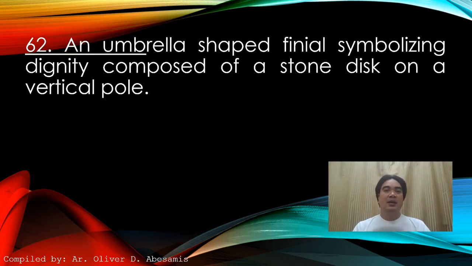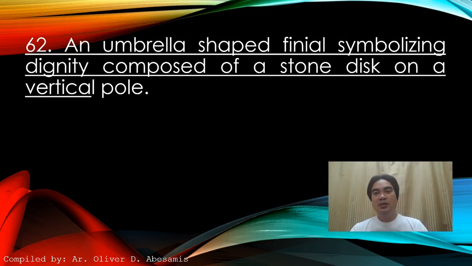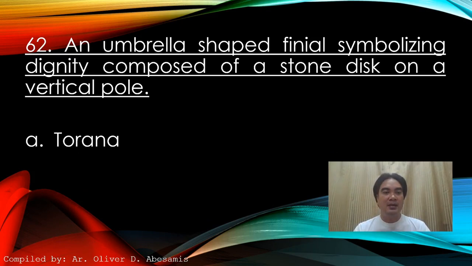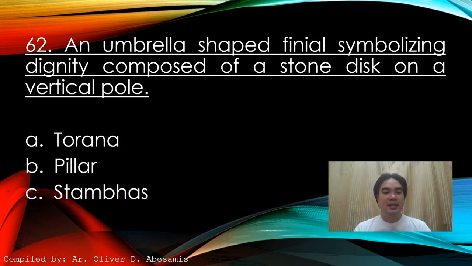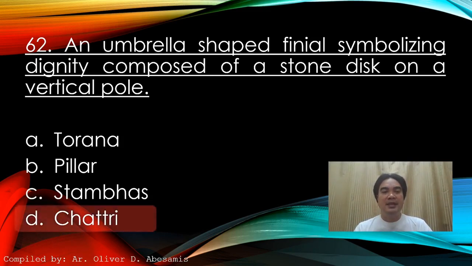62. An umbrella-shaped finial symbolizing dignity composed of a stone disc on a vertical pole. A. Torana. B. Pilar. C. Stambha. D. Chatri. Answer? D. Chatri.